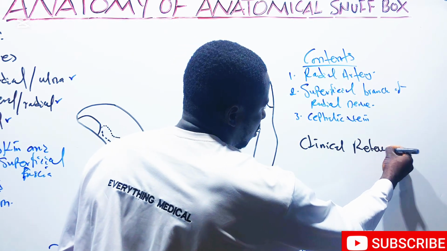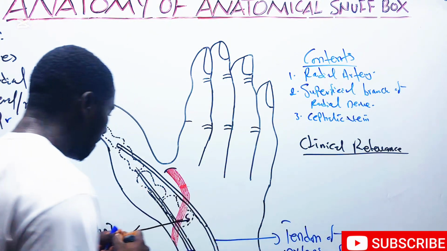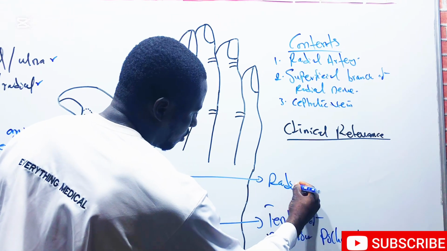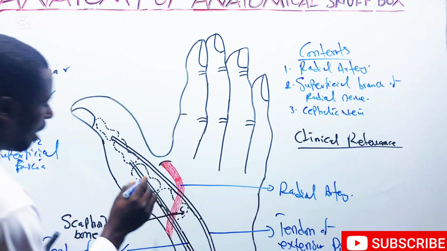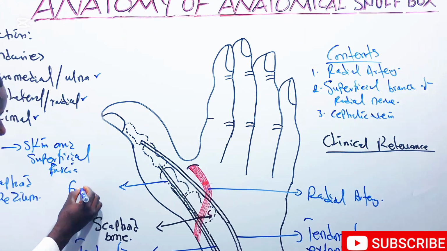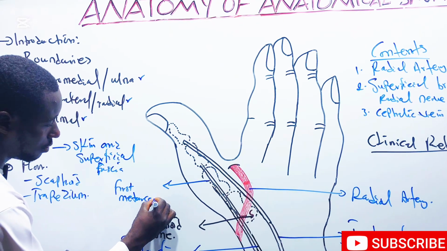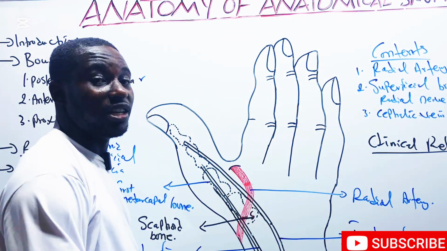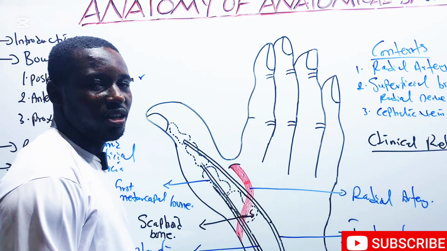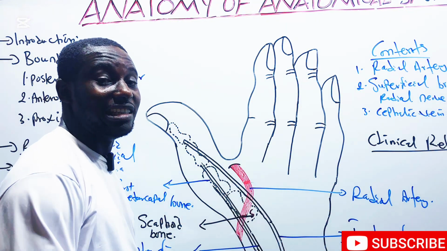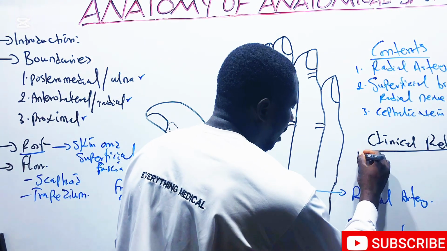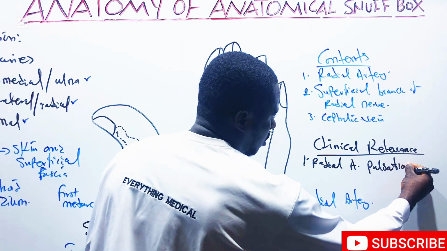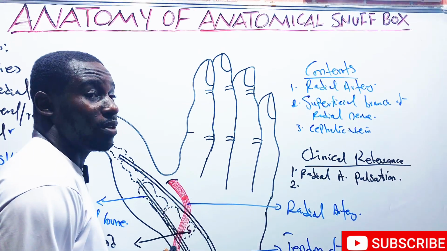Clinical relevance. Here is our radial artery, while this is our first metacarpal bone. The first clinical correlation of the radial fossa, which can be called the anatomical snuff box, is the radial artery pulsation, which can be felt at the proximal portion of the anatomical snuff box.